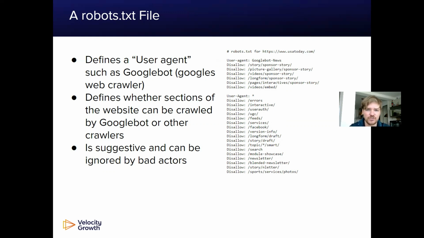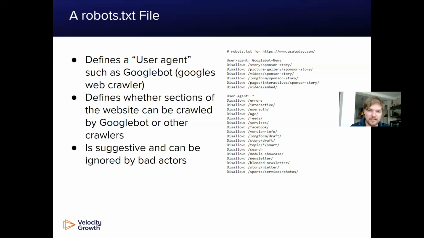So you can see here, this is an example of a robots.txt from USA Today. And you can see that the user agent is Googlebot News. So that's Google's specific news crawler. And USA Today is saying disallow, as in we disallow you from crawling story / sponsor-story. So don't crawl the sponsor stories. Don't crawl our picture gallery for sponsor stories. Don't crawl our videos for those. Don't crawl the videos embed at the bottom there, all those things, right? So that's a specific user agent that they've said, we don't want you to see this.